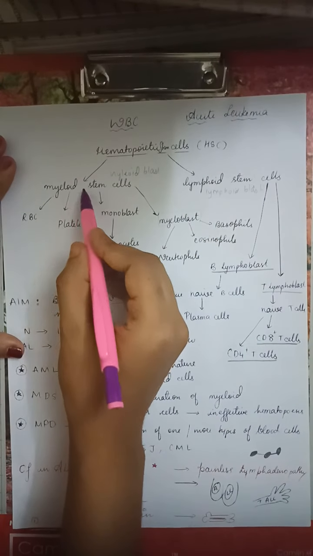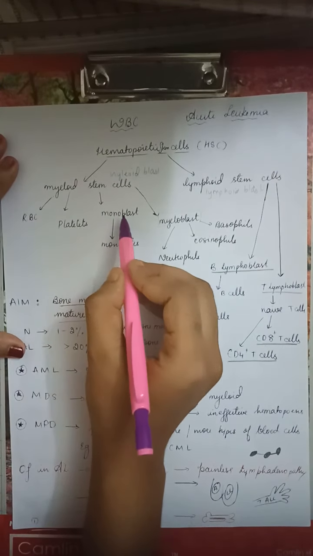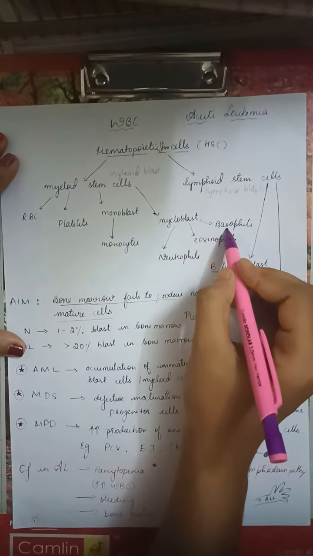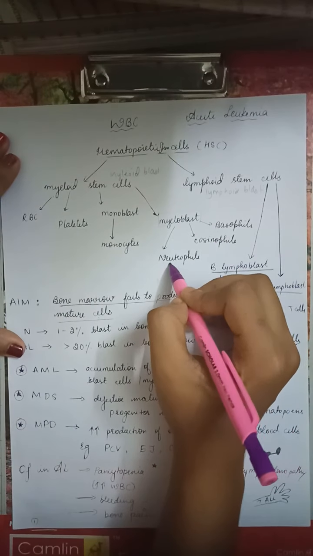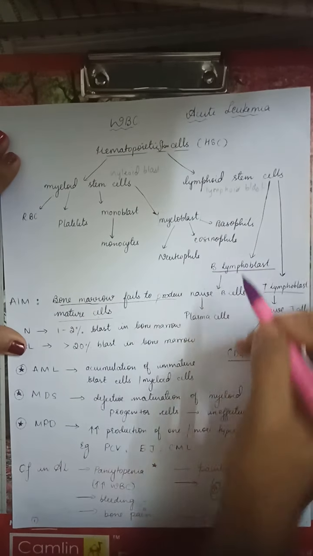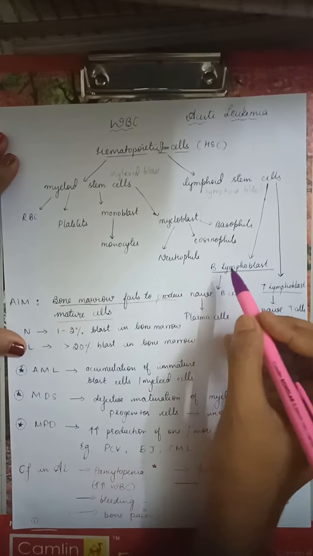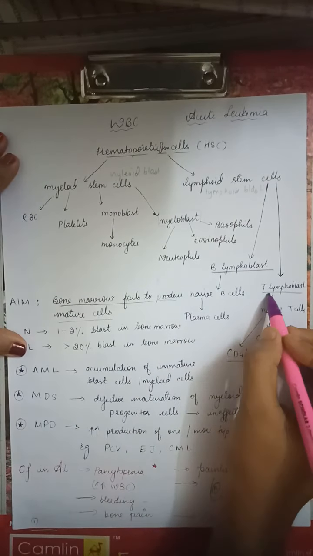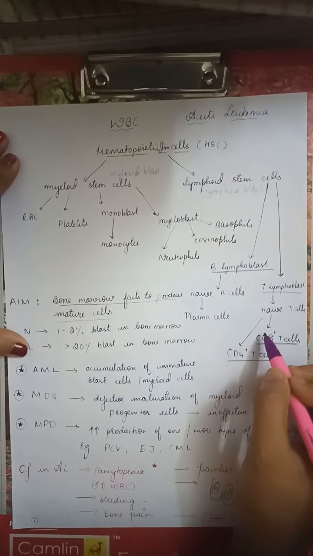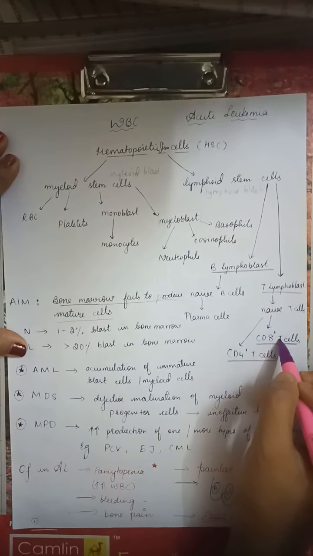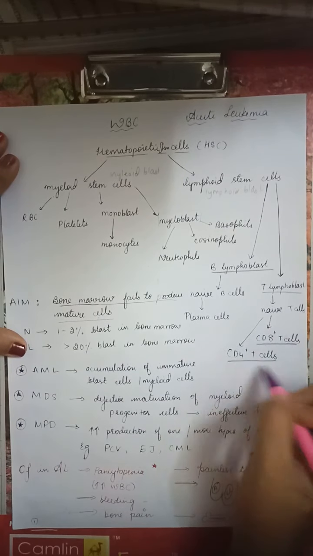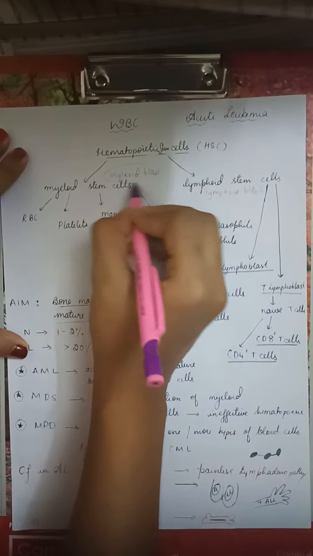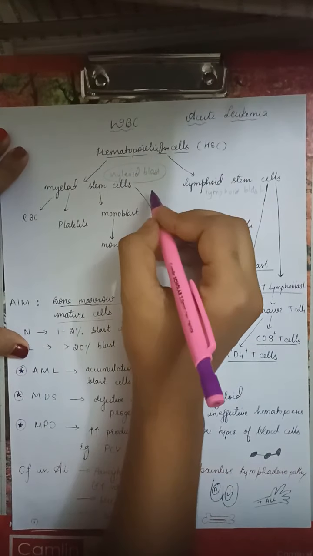Okay, so therefore it will form RBC, platelets, monoblast which forms monocytes, and myeloblast which forms basophils, eosinophils, neutrophils, which are all granulocytes. Later on there is formation of B lymphoblast which forms mature plasma cells, and T lymphoblast which is immature and forms naive T cells, and then CD8 T cells or CD4 T cells, that is mature T cells. So basically, a defect in myeloid blast leads to formation of AML.